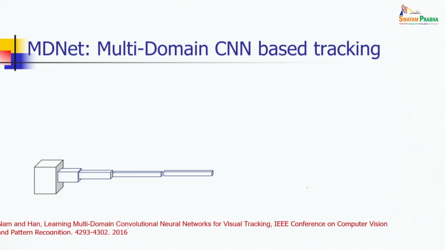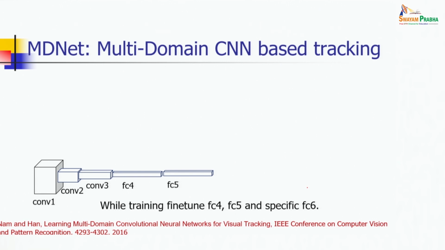So this is the kind of architecture, which is a shared backbone architecture. You can see that there are 3 convolutional layers, and also there are FC layers. While training, we fine tune FC4, FC5 and the specific FC6. I have shown this layer in red color because it is specific to a domain. The weights would be different for different domains.